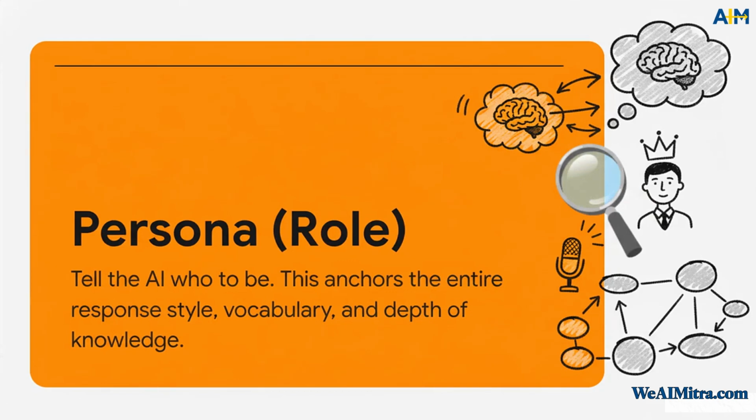First up, we have persona. This is where you tell the AI what role you want it to play. See, you don't just ask a question, you tell it who to be. Is it a senior software engineer, a world-class chef, a patient, encouraging mentor? This one step, right here, sets the entire tone, the vocabulary, and the level of expertise for the whole response.